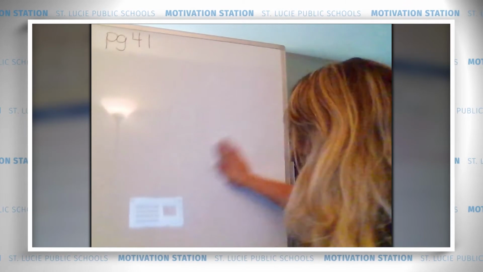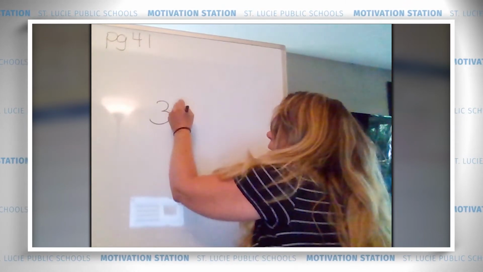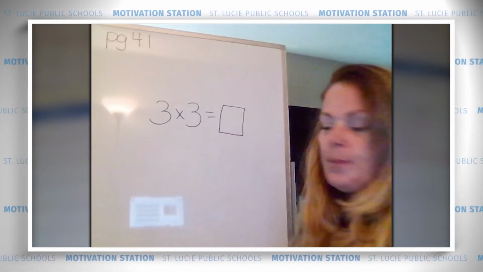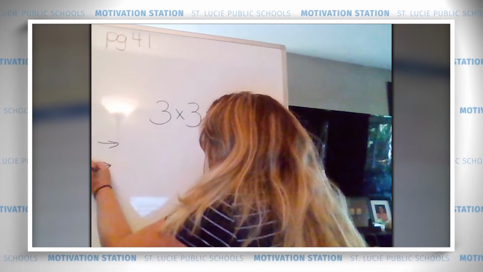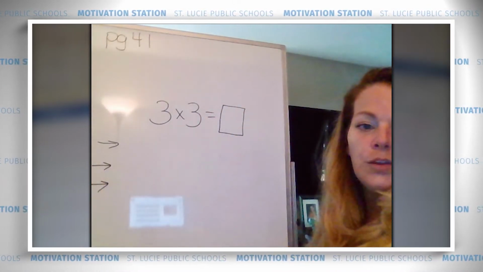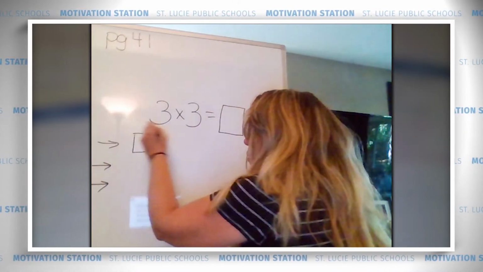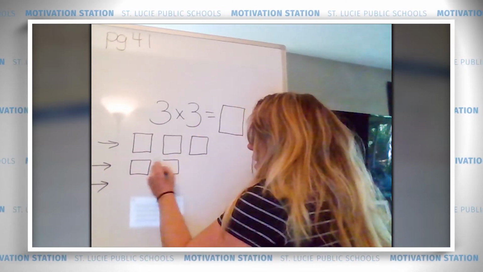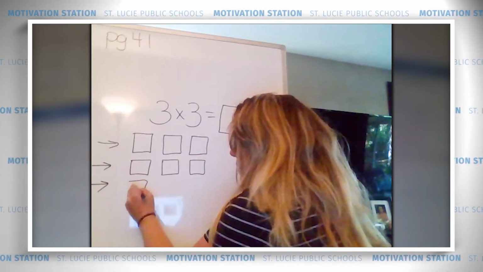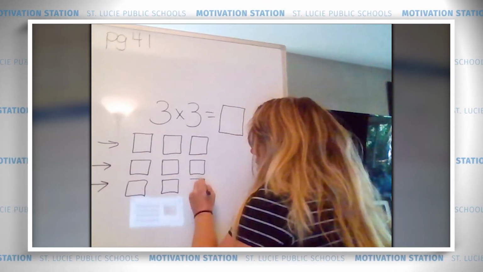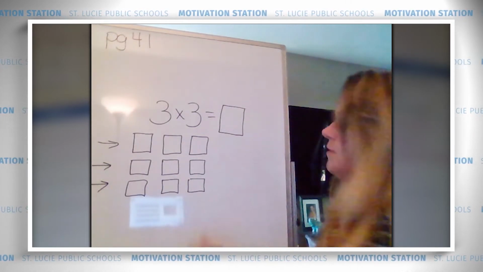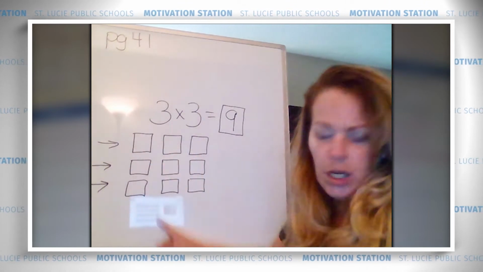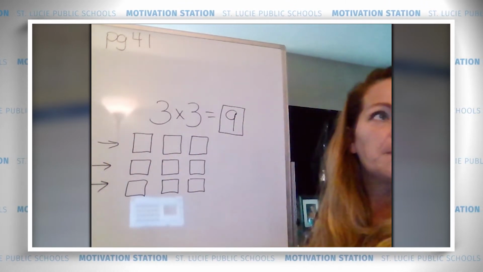Our next one, we will do 3 times 3 equals some unknown product. I'm going to do 3 rows with 3 in each row. 3 tiles in each row. 1, 2, 3, 4, 5, 6, 7, 8, 9. So 3 times 3 gives me a product of 9. Notice I try to keep them in nice, neat rows and columns. Okay, trying to be neat about it.